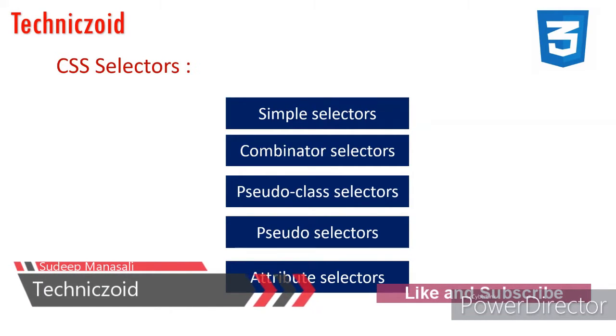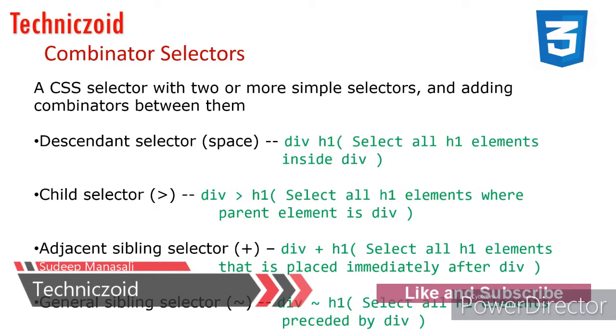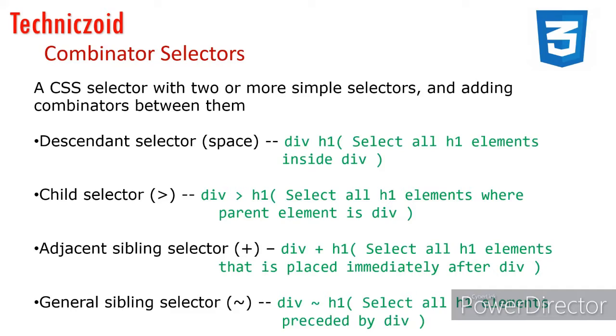Now we will look into combinator selectors. A CSS selector with two or more simple selectors, adding combinators between them. Descendant selectors. The operator we use here is the space operator. Just for example, div space h1 selects all the h1 elements that are inside the div element.